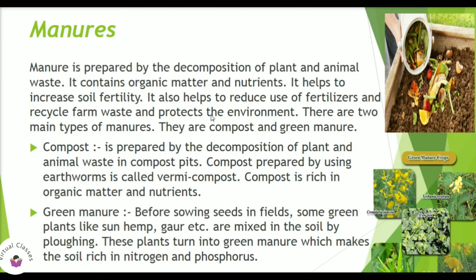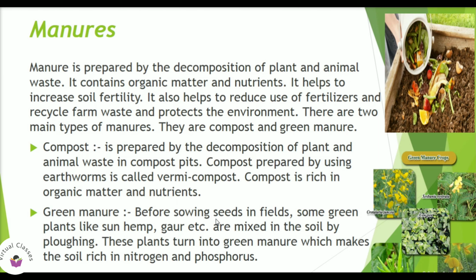There are two main types of manures. They are compost and green manure. Compost is prepared by the decomposition of plant and animal waste in compost pits. Compost prepared by using earthworms is called vermicompost. Compost is rich in organic matter and nutrients.